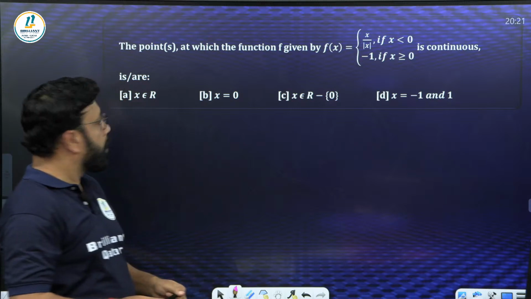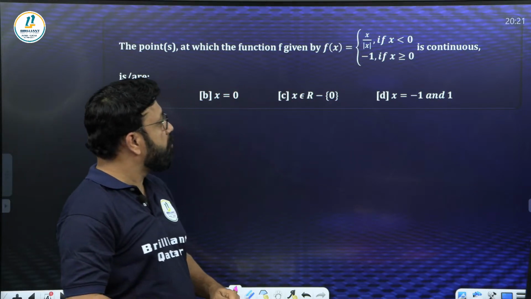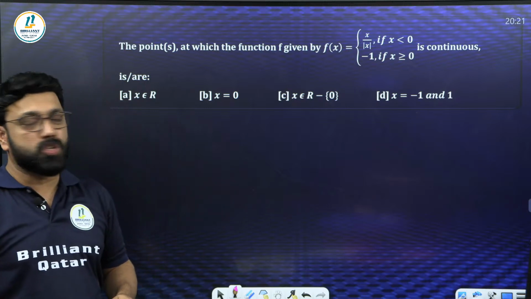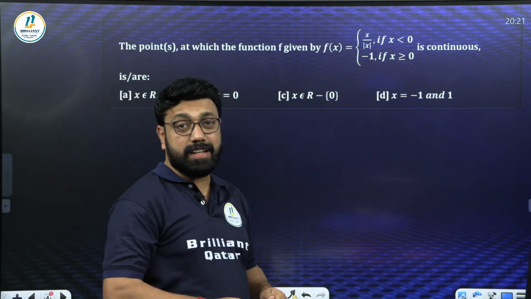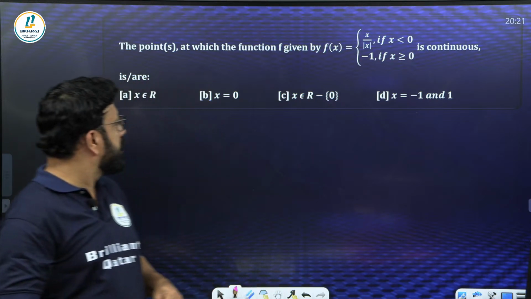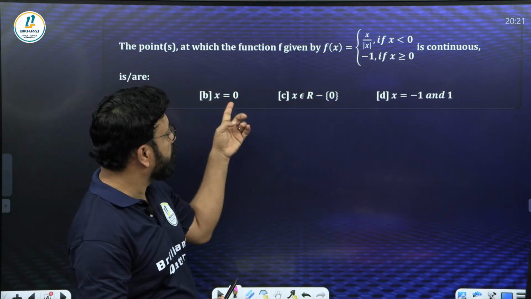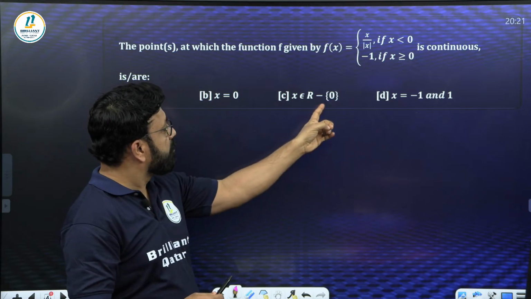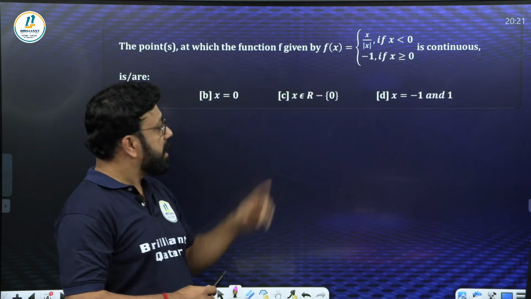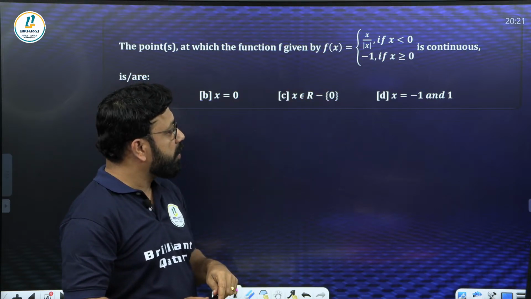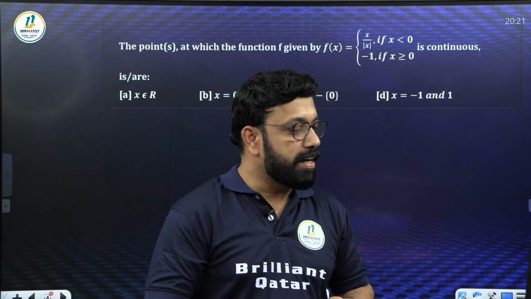The points or point at which the function f given by f of x equal to x by modulus of x, if x less than 0, and x greater than or equal to 0, it is continuous, is or are. Which value satisfies, or which value can we give here for x? x belongs to R, x belongs to 0, x belongs to R minus {0}, or x equal to minus 1 and 1. Which one is the correct answer?